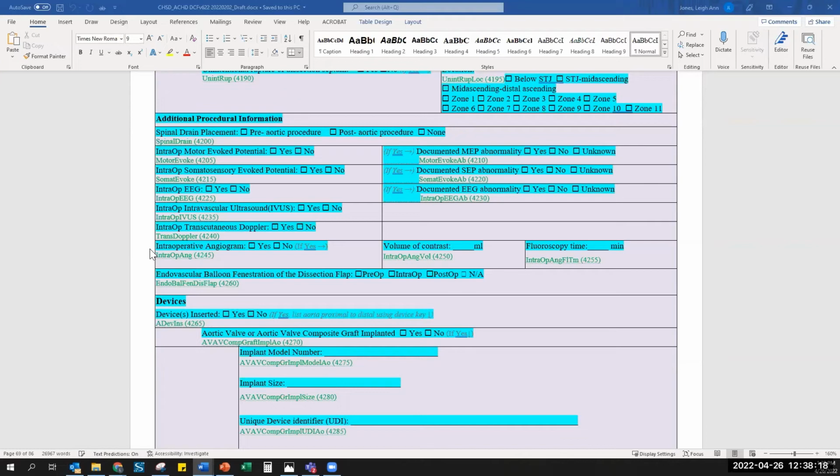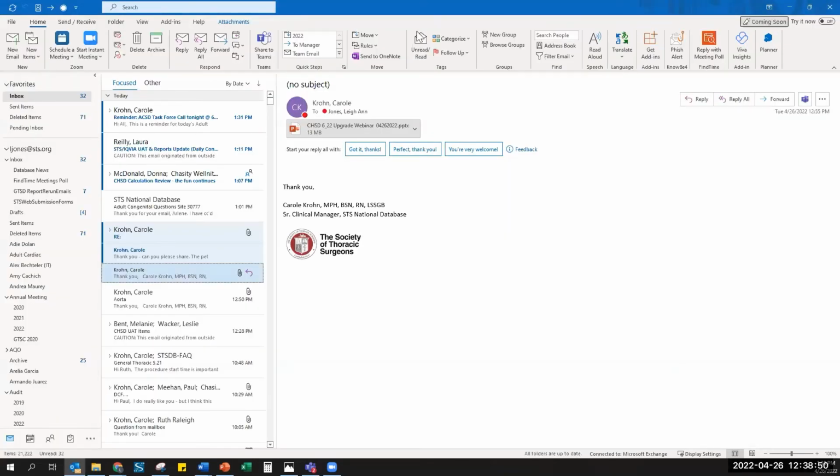And then endovascular balloon fenestration of the dissection flap. Indicate if endovascular balloon fenestration of the dissection flap was performed. So if you had a dissection flap, did you do a balloon fenestration of this dissection flap? I don't think it's very commonly done, but it can be done. And indicate if it was done pre-op, intra-op, post-op, or not applicable, we didn't do it.